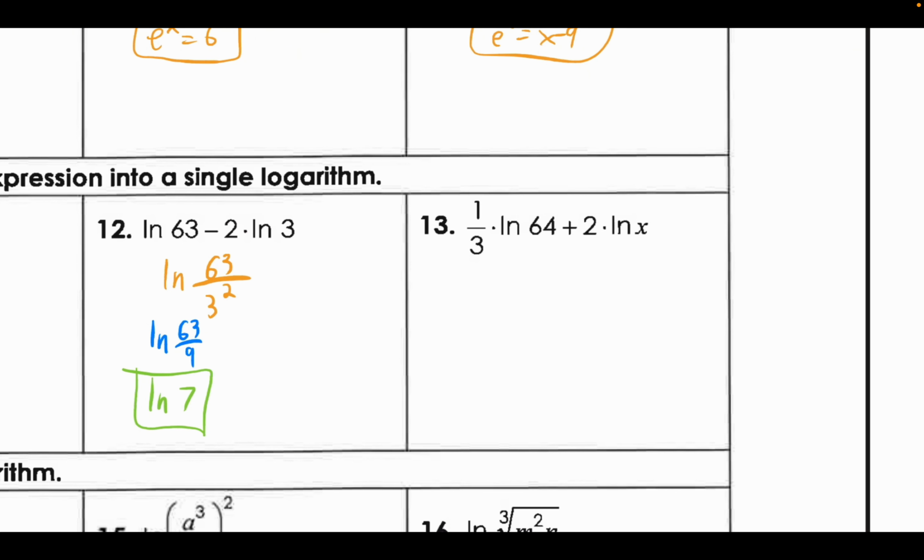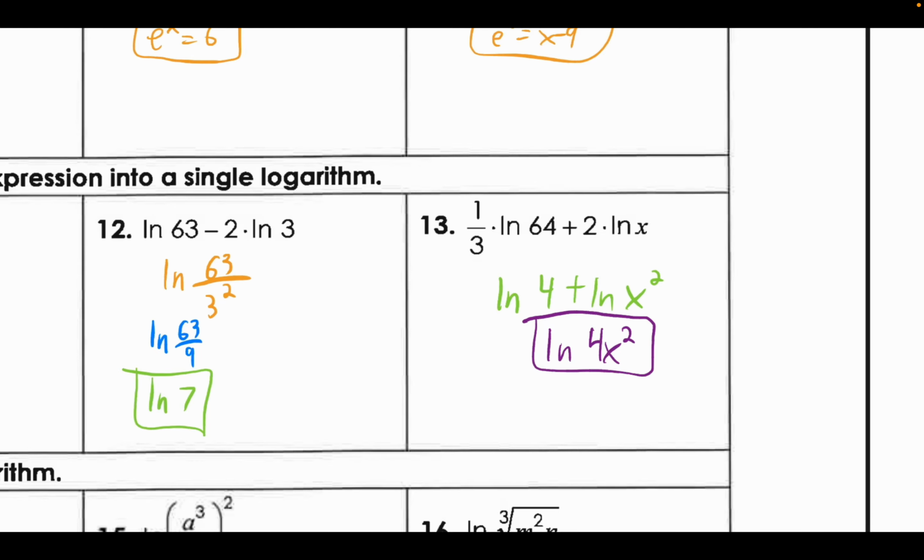Number 13, they both have coefficients, and then I will add them, or aka multiply. And so I get natural log of 64 to the power of 1/3. Well, that's really the cube root of 64. And if you're unsure of that or don't remember, your calculator can always assist you. Raise 64 to the power of 1/3 in your calculator, and your calculator will tell you, hey, that's 4. Plus natural log of x squared, and then you multiply those together, and you just get natural log of 4x squared. Can't do any more there.